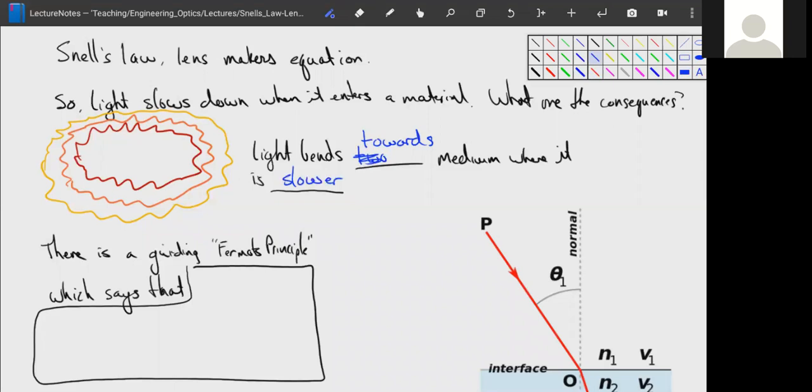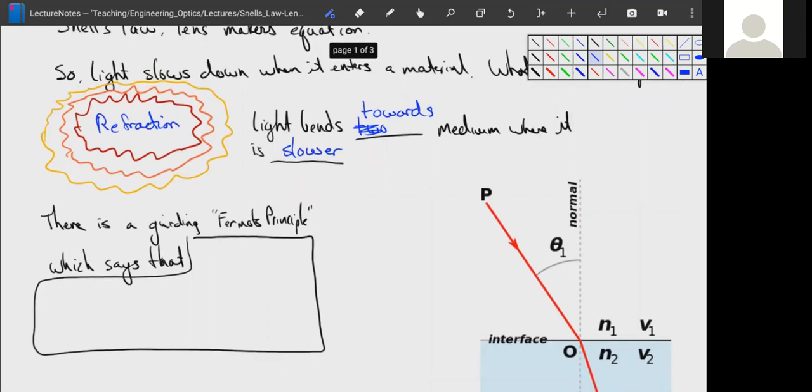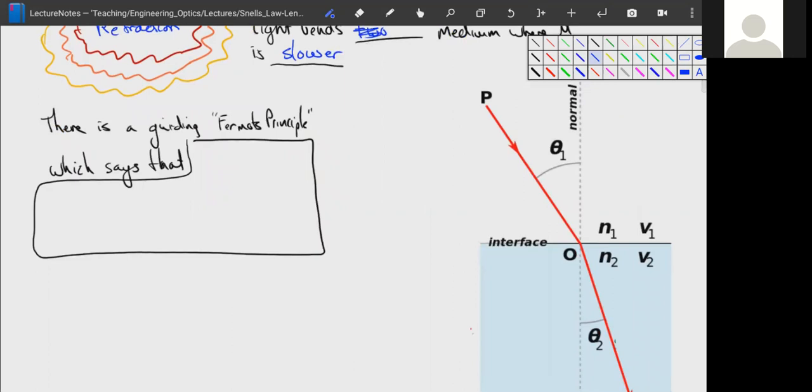And this is called refraction. So think of it, the way I think of it anyway, kind of like a car driving into a slow patch, something that slows it down.